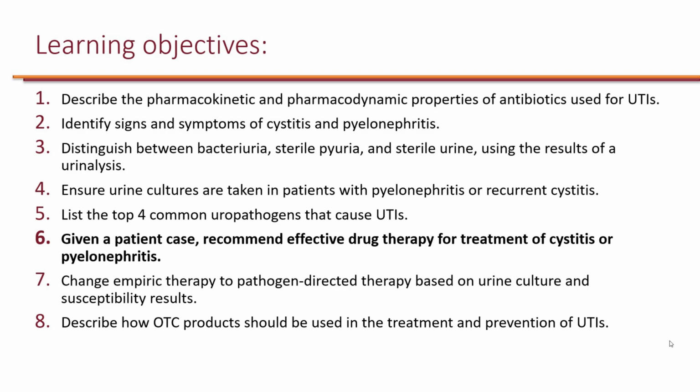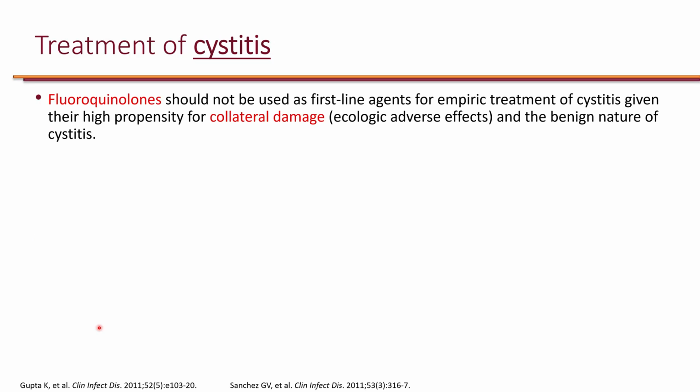We identified signs and symptoms of cystitis and pyelonephritis. We analyzed the results of a urinalysis. We ensured urine cultures are taken in patients with pyelonephritis and recurrent cystitis, and we looked at the common uropathogens. Now, the next learning objective is, given a patient case, recommend effective drug therapy for treatment of cystitis or pyelonephritis. Now let's take a look at treatment of cystitis.